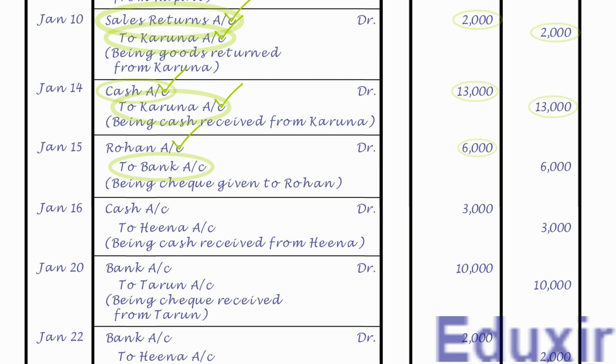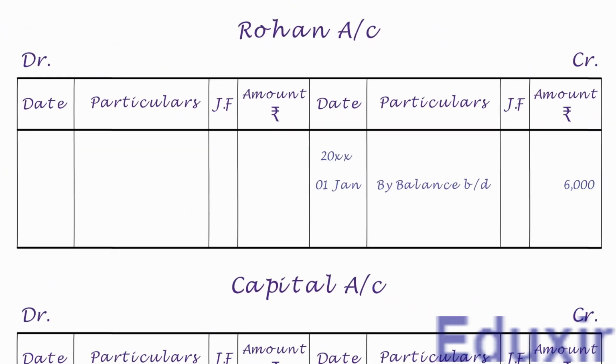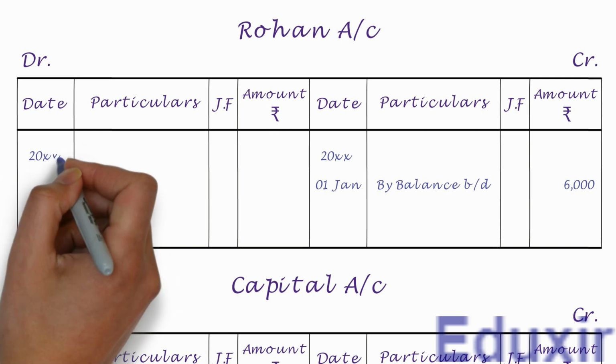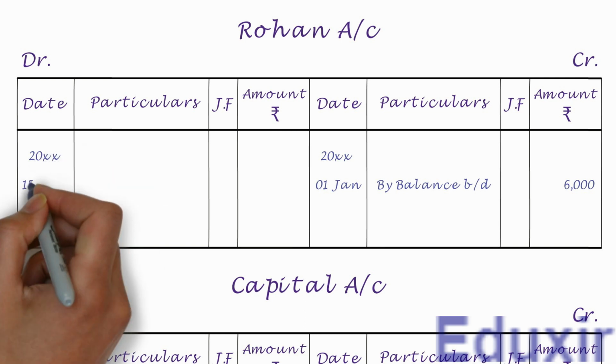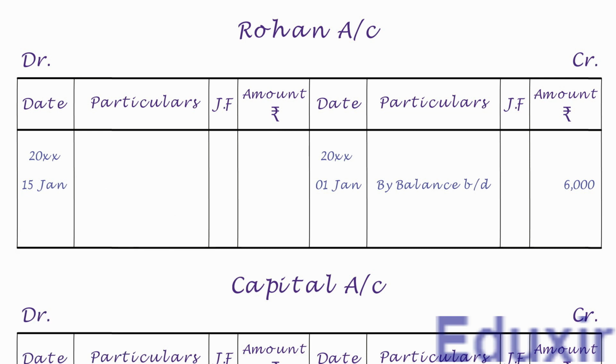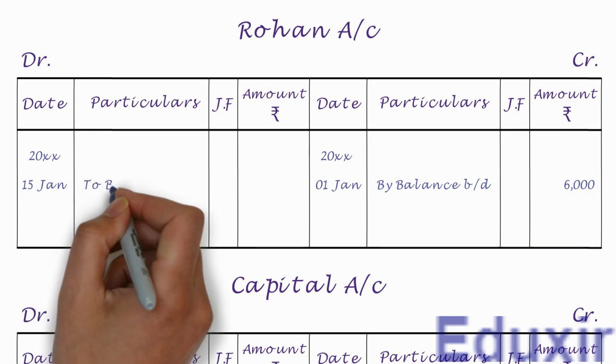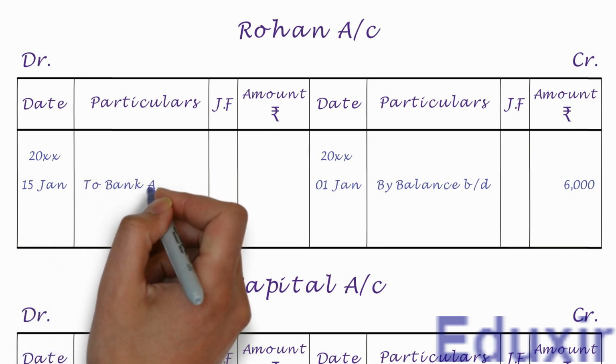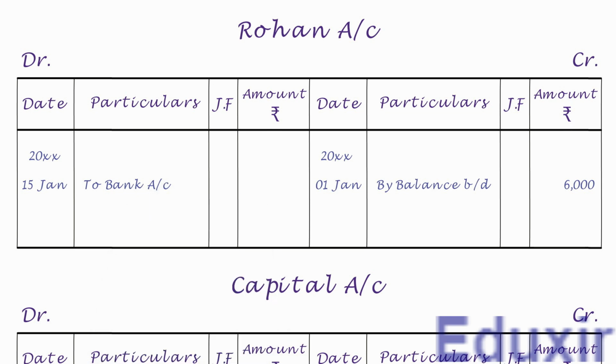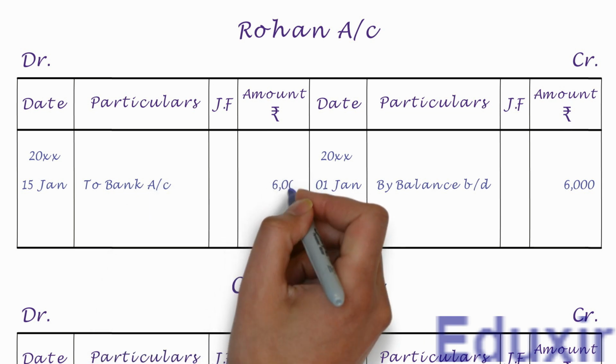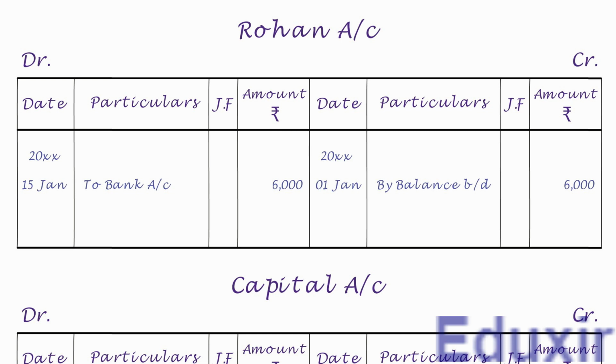As this is the first entry on the debit side, let us first write the year in the date column. Let us now write the date. We need to write to bank account into the particulars column. Let us write the debit amount of 6,000 rupees into the amount column. With that, we have completed the posting of this journal entry into Rohan account. Let us now take up the next entry.